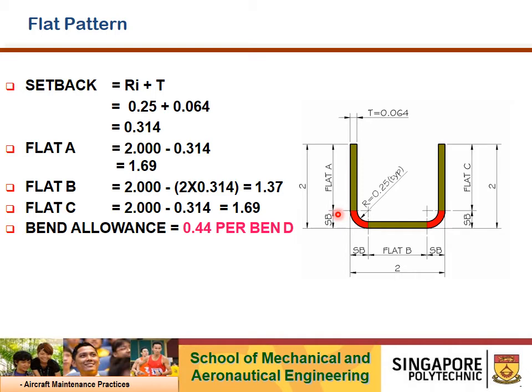So now, let's do a calculation first. What is needed in this case? I calculate my setback. So Ri plus T is given. Something is wrong. What is wrong? Can you think about it? Can you identify what is missing? Setback is Ri plus T. Is this formula correct?